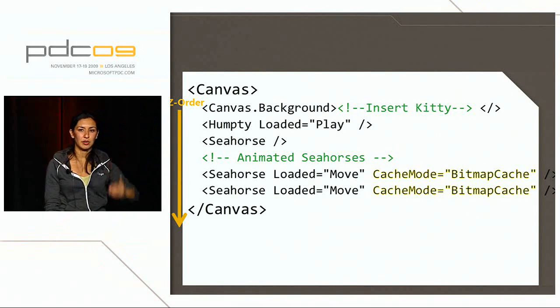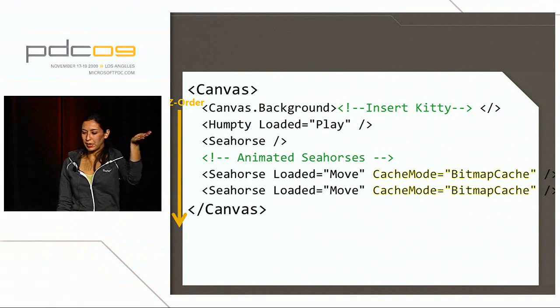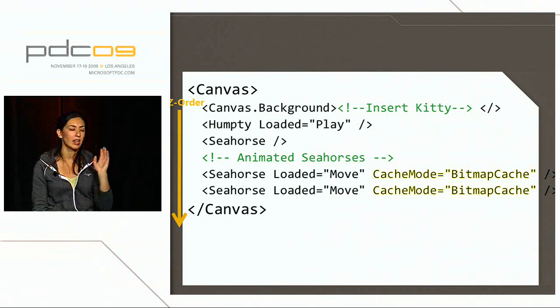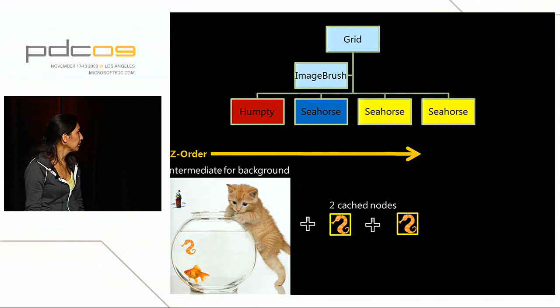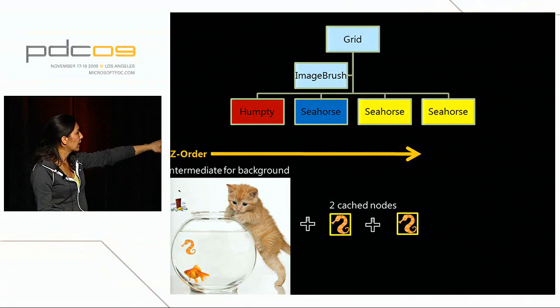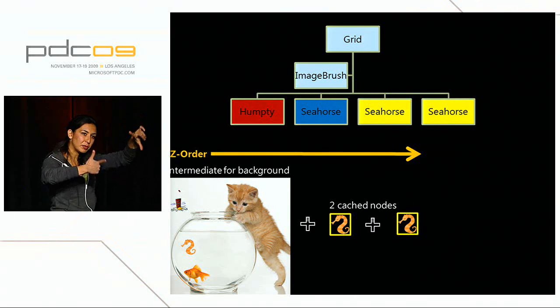And notice that the Z order is just going on the way down. You have your background, you have Humpty Dumpty, you have the seahorse that's not doing anything, and then the two on the bottom, they're cached and they're actually moving. What your tree translates to is something like that. And again, you have the intermediate texture for everything in the background.